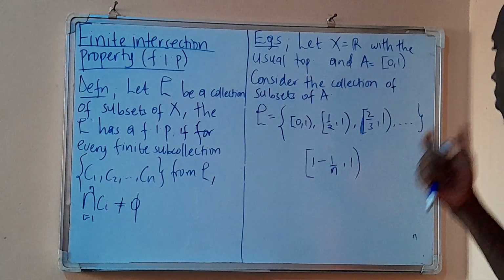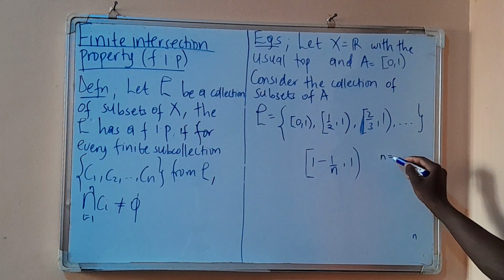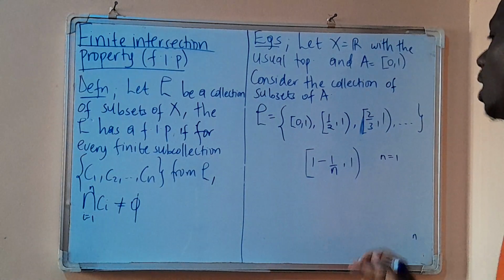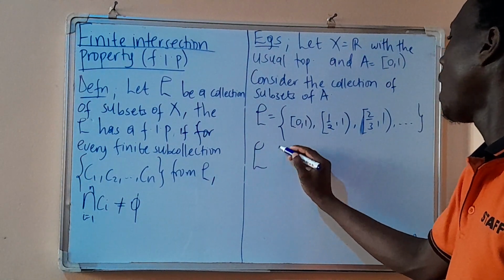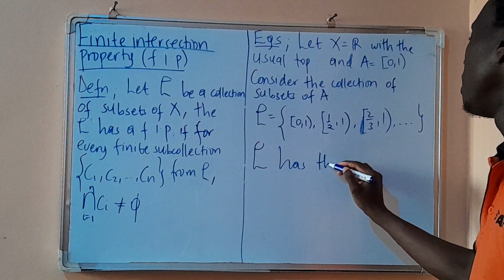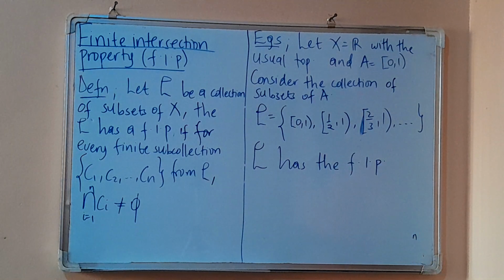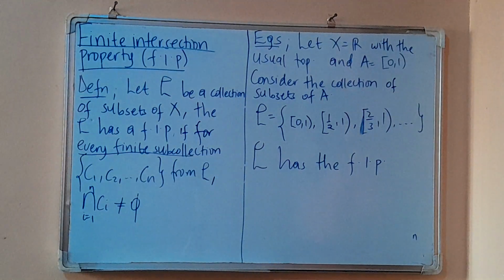Subsets of this set will always look like this. So you substitute n equals 1, you will come up with that set. n equals 2, you will come up with that set. n equals 3, you will come up with that set. So you continue in that way. Now observe that this collection here has the finite intersection property. Why are we saying that it has the finite intersection property? You take an arbitrary finite subcollection from this and try to compute the intersection.